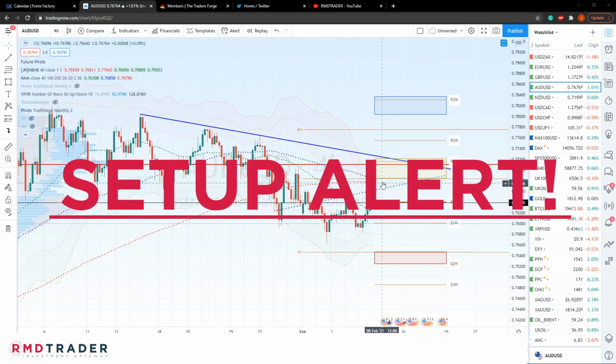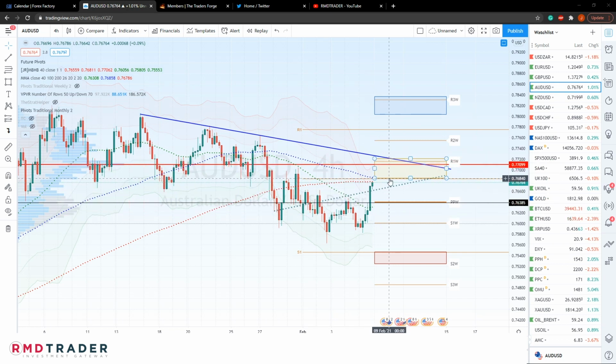Currently, I would say that the important level to keep an eye on would be this area between our monthly pivot at 0.768 and this overhead diagonal where it meets up with the weekly R1 pivot at 0.771.